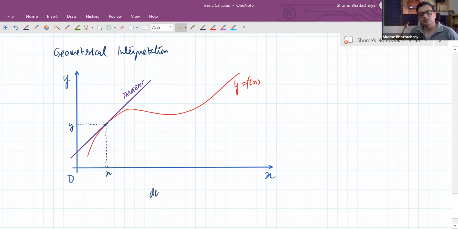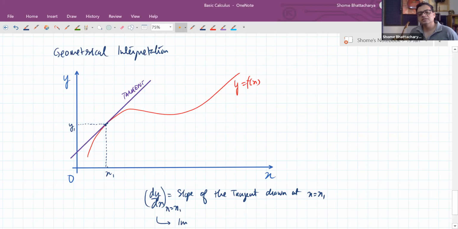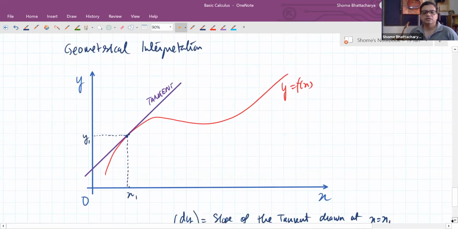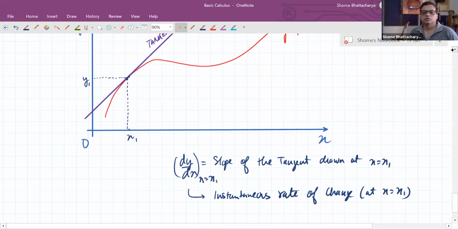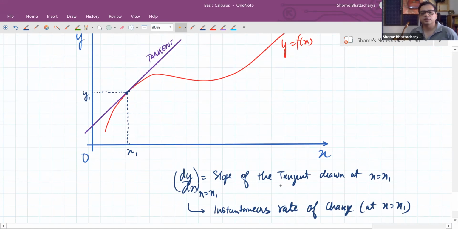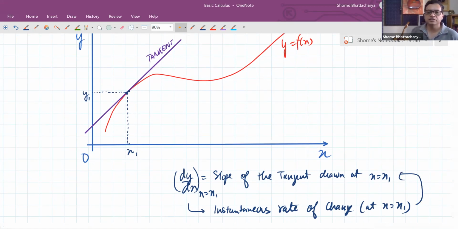So the derivative of the function or the instantaneous rate of change. So suppose this is the point x1, so corresponding is the point y1 over here. This just becomes the slope of the tangent, okay, drawn at the point x equal to x1. So this would be the value of the derivative at x equal to x1. So this would be the instantaneous rate of change at x equal to x1. So this is what we call the derivative of the function. So that is the derivative of the function at the point x equal to x1. That would equal to what? It would equal to the slope of the tangent, okay, drawn at that particular point. So this is the meaning of the term instantaneous rate of change.